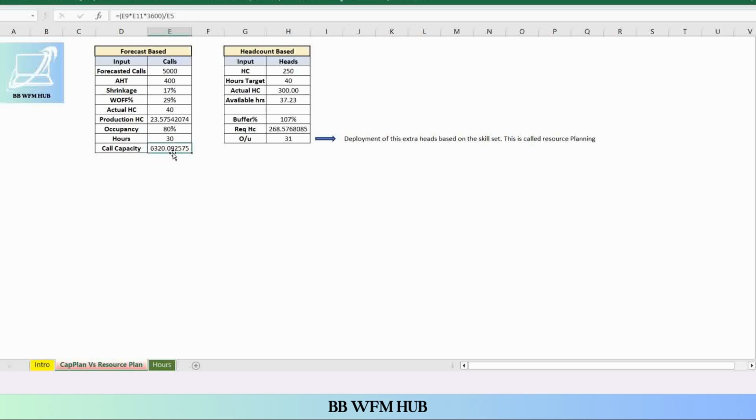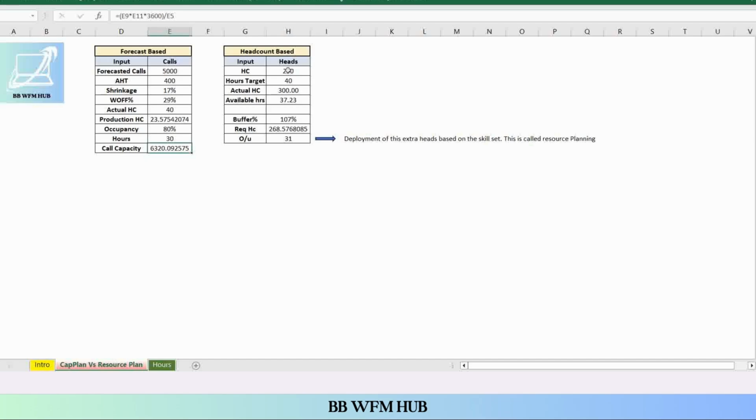Call capacity comes to 6320. That means 23 teammates are working with 80% occupancy, and they can handle 6320 calls, the number of calls. So this is the forecast based capacity planning. Let's move to the headcount based planning.